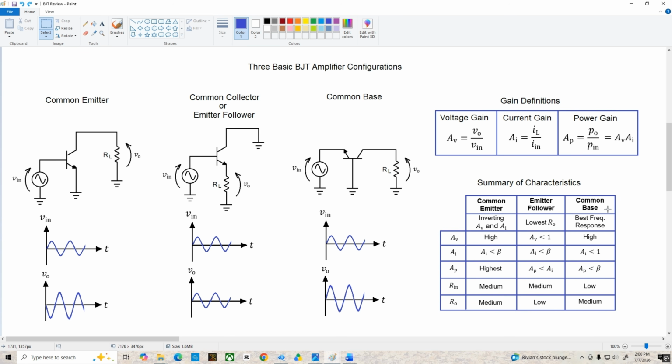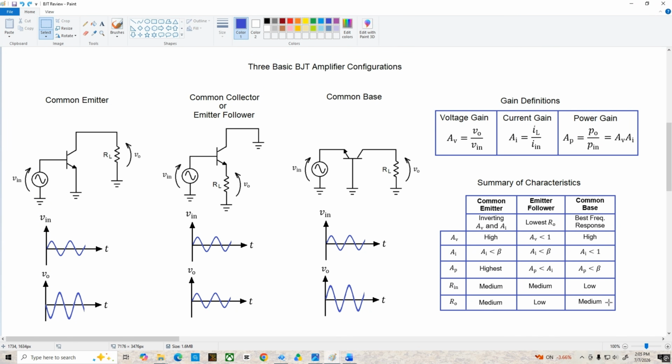And finally, the common base amplifier would be used when you need frequency response that extends into very, very high frequencies. It's the best frequency response with all other things being equal. It's got relatively high voltage gain. The current gain is always less than 1, and its power gain is always less than beta. Very low input resistance, which can be a problem in some applications, and it's got a medium output resistance.